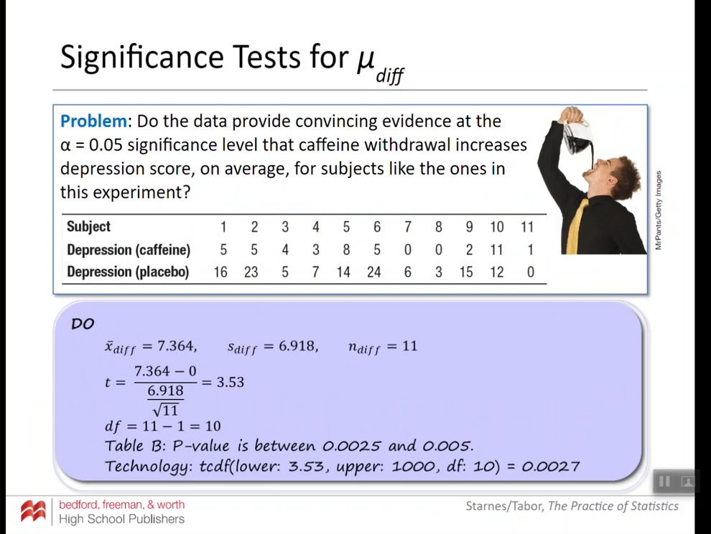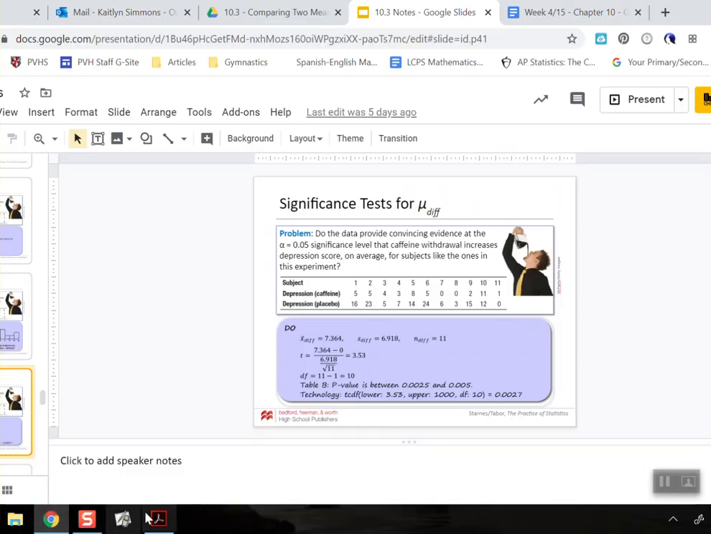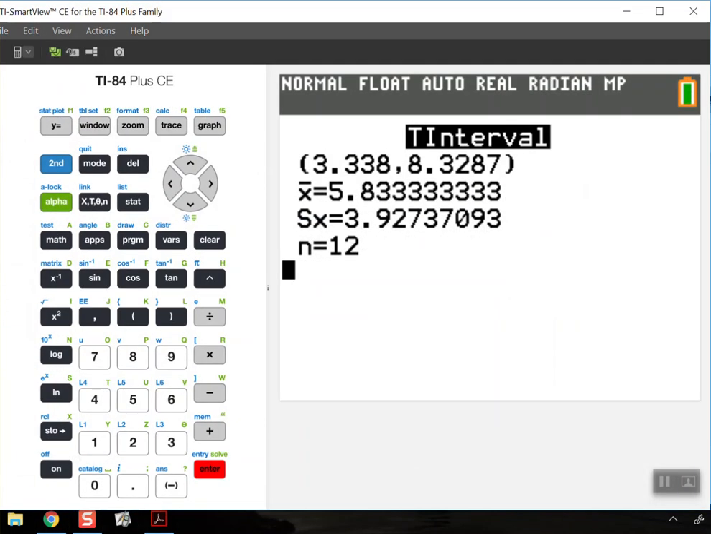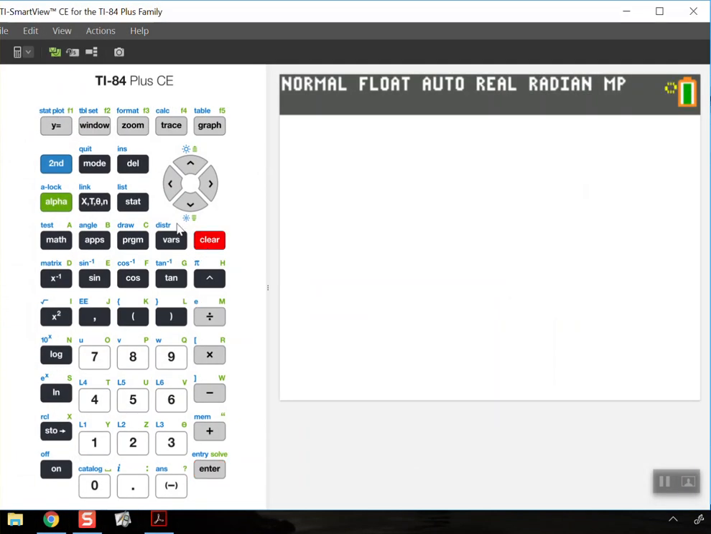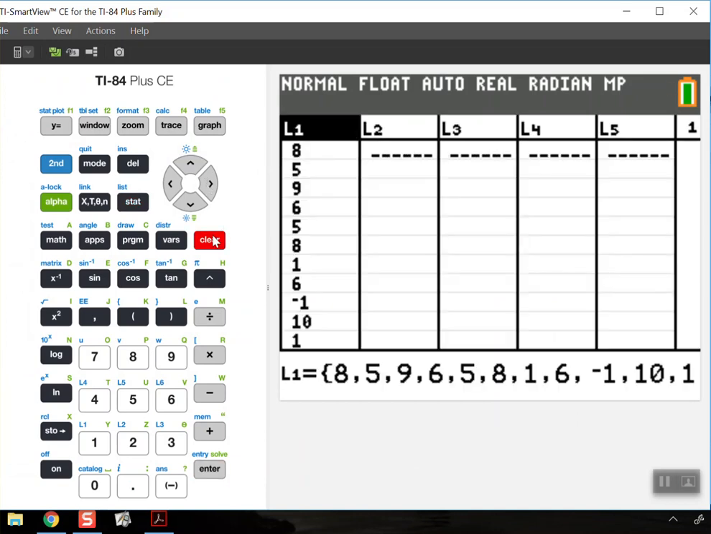Or you can have the calculator do stuff for you. So I'm going to switch back to the calculator. Since we said we are doing placebo minus caffeine, I am going to enter placebo in L1 and caffeine in L2.